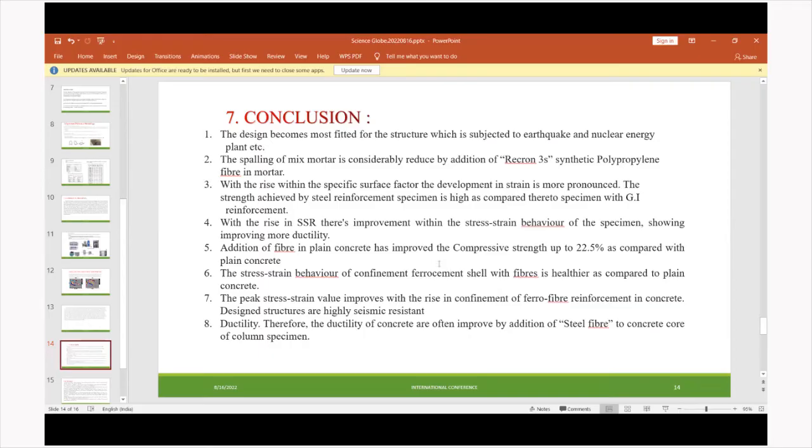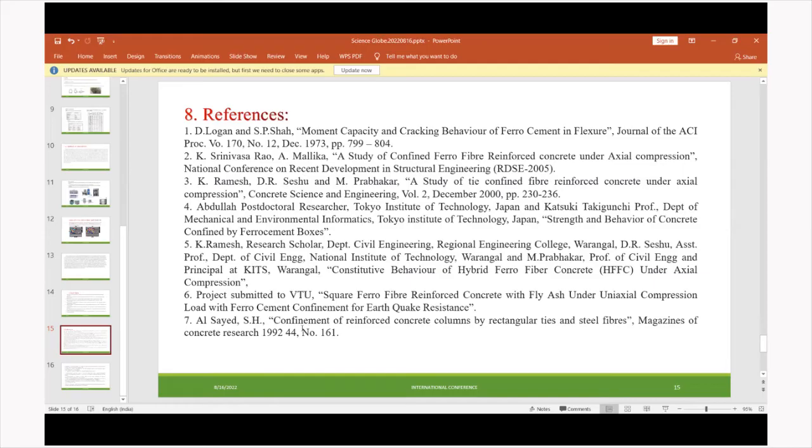Addition of fiber in plain concrete has improved the compressive strength by up to 22.5% as compared with plain concrete. Means, under this conclusion, we easily recognize that if we make an addition of fiber and ferrocement, there is a marginal increase of compressive strength, up to 22.5% as compared to plain concrete. Stress strain behavior of confined ferrocement shell fibers is better as compared to plain concrete. The peak stress strain value improves with the rise in confinement of ferro fiber reinforcement in concrete. Designed structures are highly seismic resistant, which means it is protecting the environment on a much larger scale.